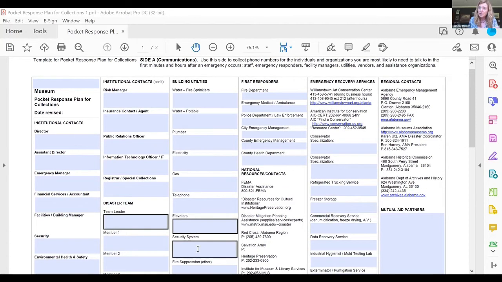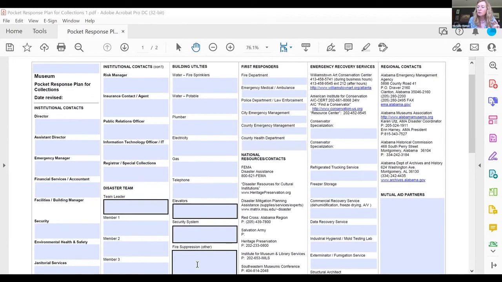Your security system, so if you have alarms, do you have an armed response? Do you have on-site security people? And then your fire suppression, who's responsible? So I know at SANBI in the National Herbarium, there is a company, I can't remember what they're called, but if there's a problem, we call them, we don't deal with it ourselves.